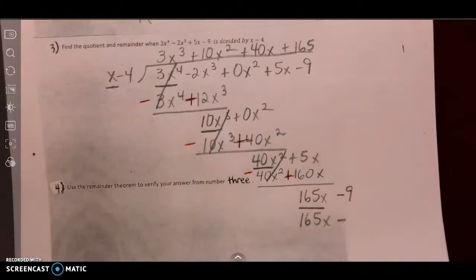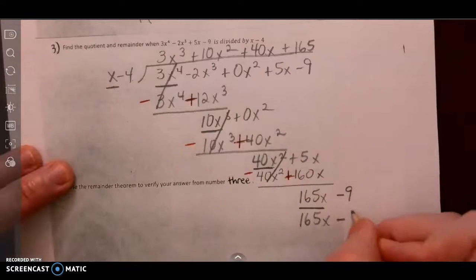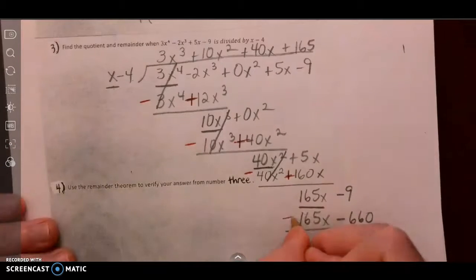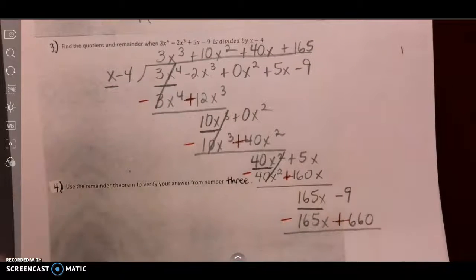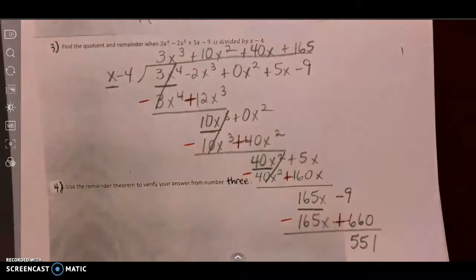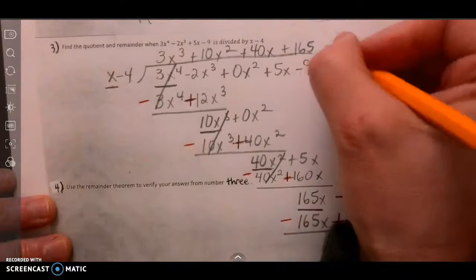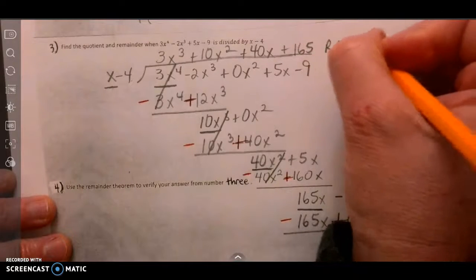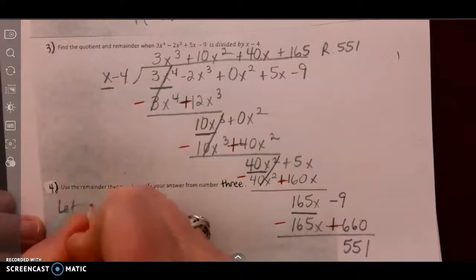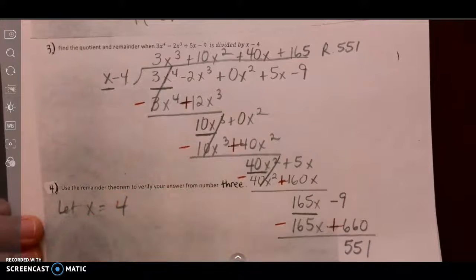165x minus, well, what's 165 times 4? Minus 660. Change my signs. And I get 551. Well, let's see if that's right. I haven't checked this one yet, so maybe it's wrong. We'll see. Let's let x equal 4.